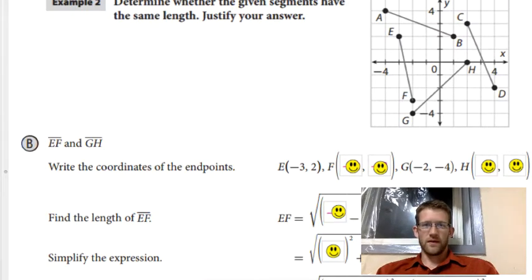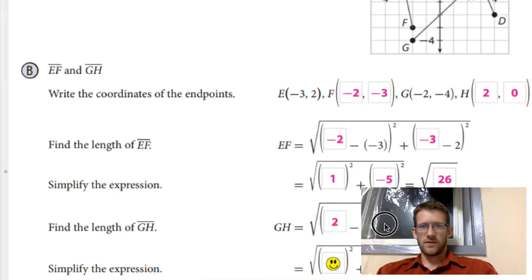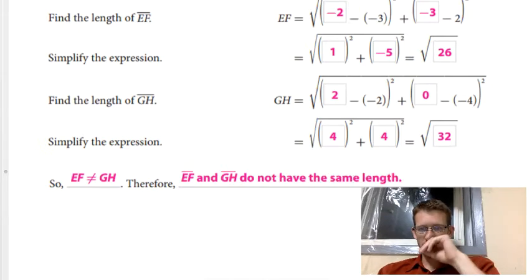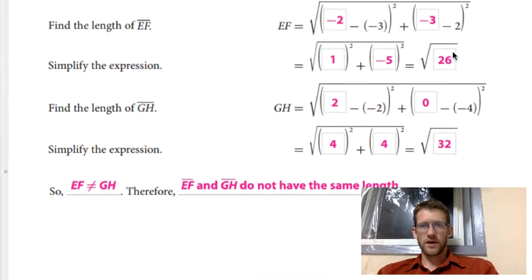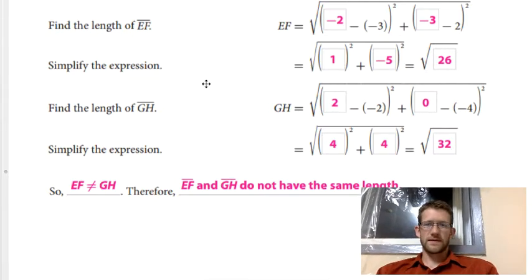Okay, so I'll go ahead and erase these things. We don't have to walk through every single one of these. I'm just giving you the answers. Of note here, if you find an error in the book, I will happily give you some extra credit. So keep that in mind. So the square root of 26 is not equal to the square root of 32. So therefore, they're not the same length.